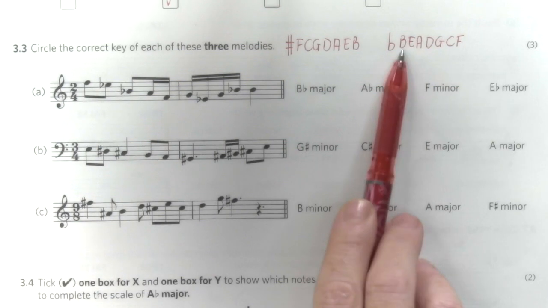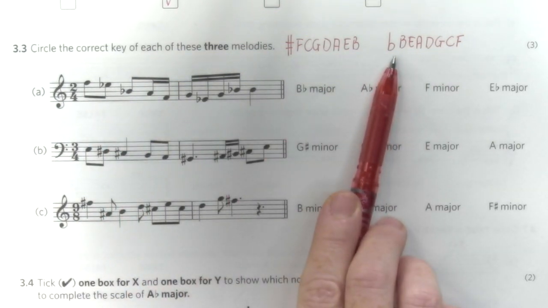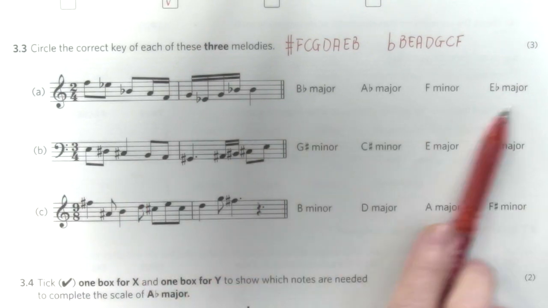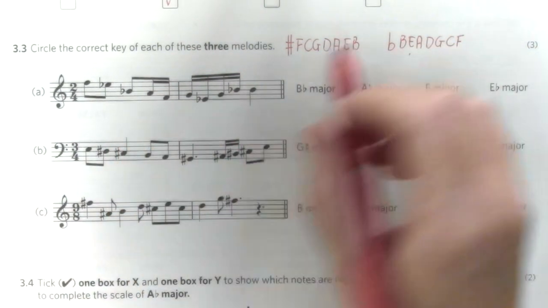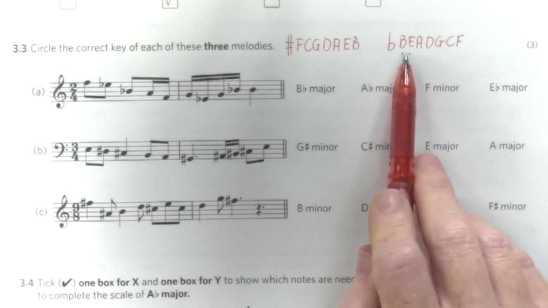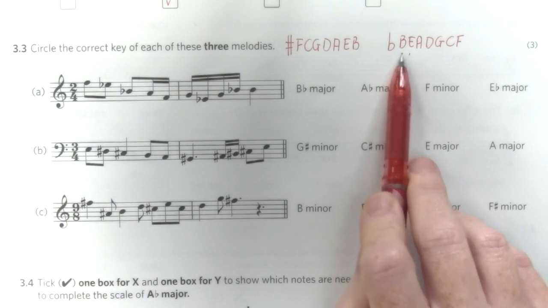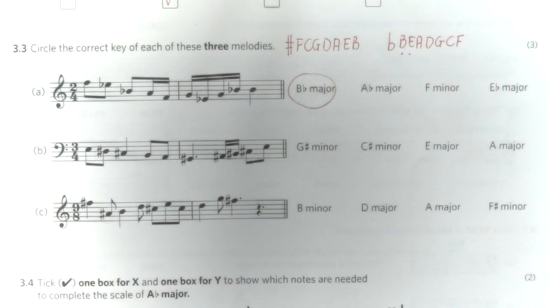Okay, this is with flats, so let's see which one is the penultimate flat in our key signature, because that will give us the key. We have E flat, we have B flat, we have Mi flat and B flat. So I think the penultimate flat here is B flat, so the answer is B flat major. Easy.